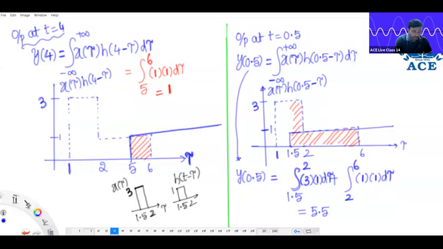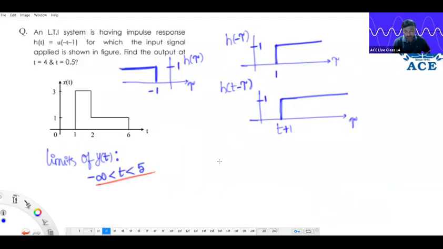Same question if output at 9 is asked. Think of output at t equals 9. What will happen, sir? Result will be 0. Why? In the problem, output is defined only for t less than 5.